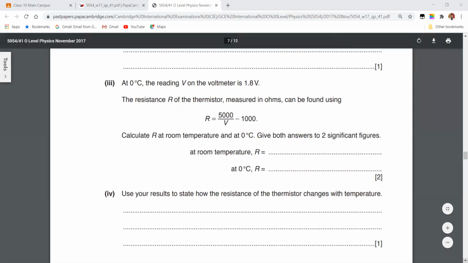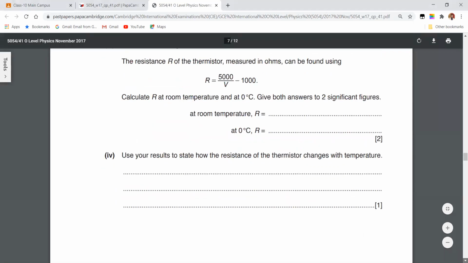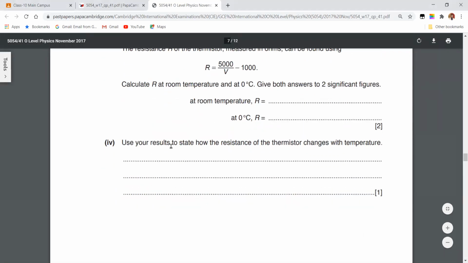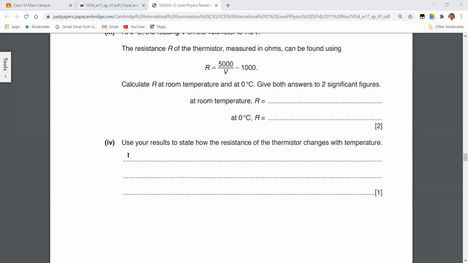Use your results to state how the resistance of the thermistor changes with temperature. So in your reading, what you understood? The higher the temperature, the lesser the resistance. Okay, the second one you'll write. Higher the temperature, lower the resistance. Very good.